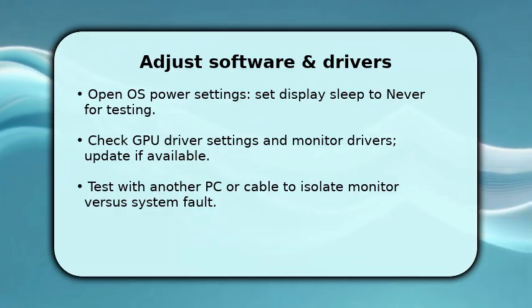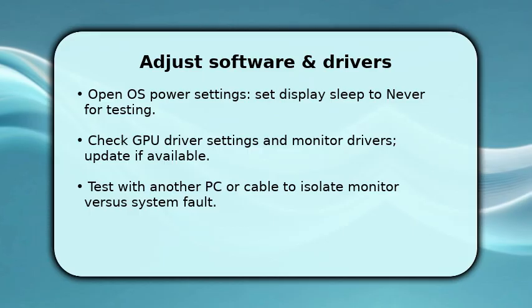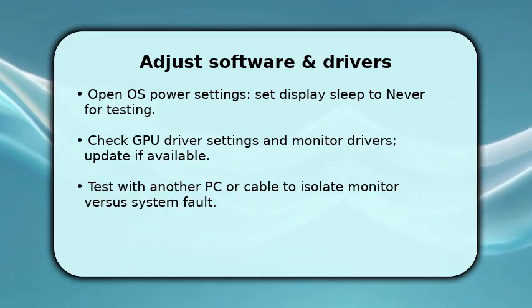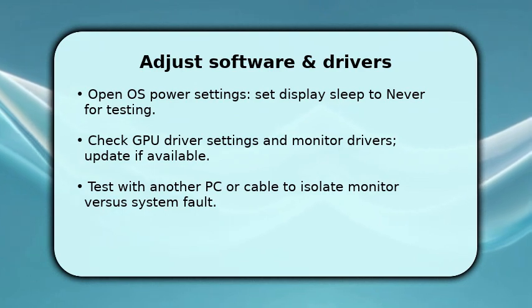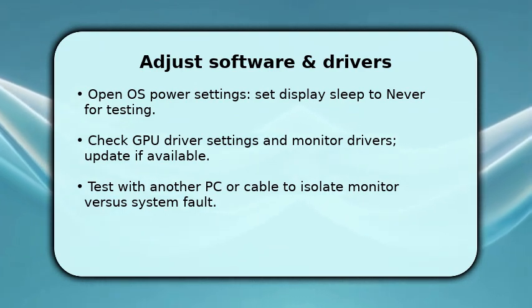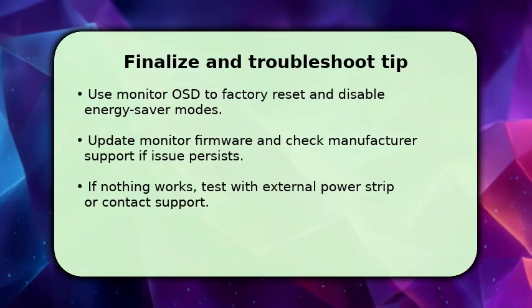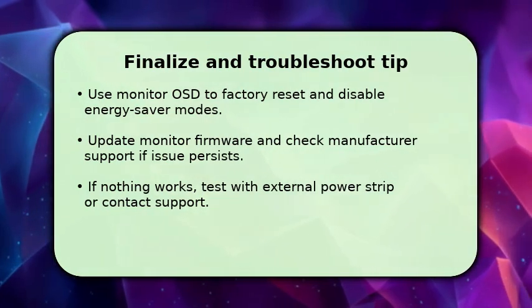If unsure, swap cables or connect the monitor to another computer to isolate which device is at fault. You finish by resetting and updating because persistent issues often need a fresh state. Use the monitor on-screen menu to perform a factory reset and explicitly turn off any eco or power-saving features.